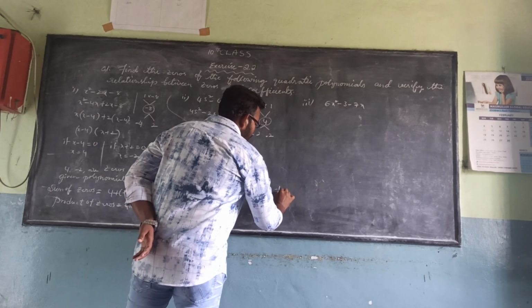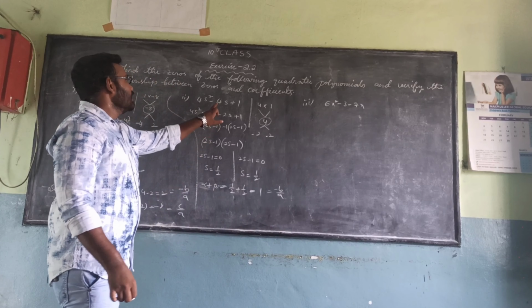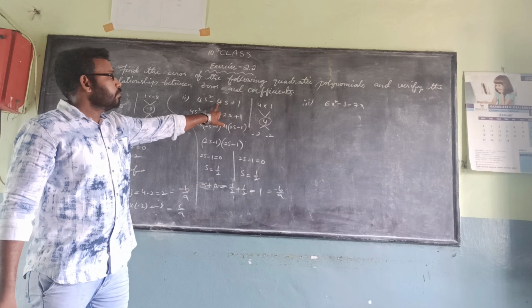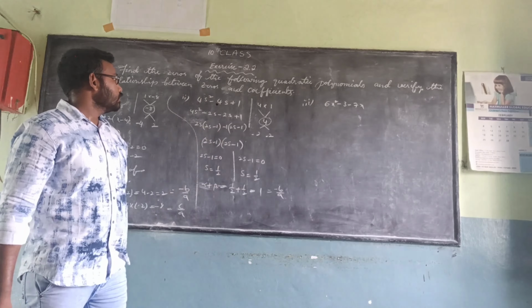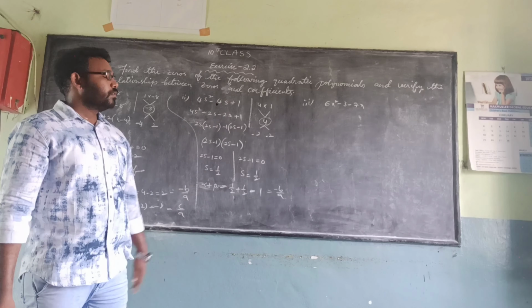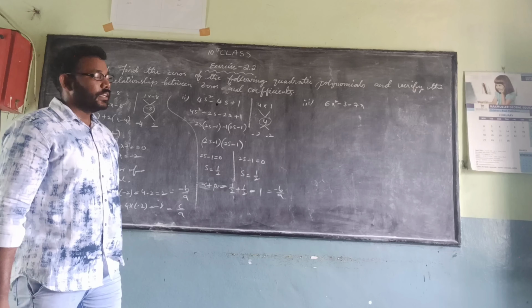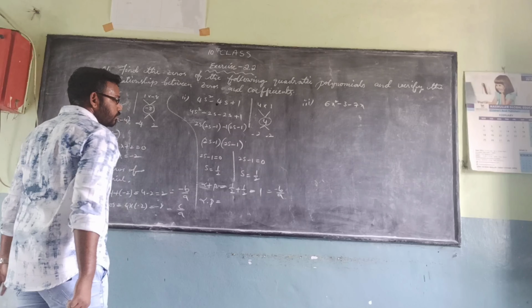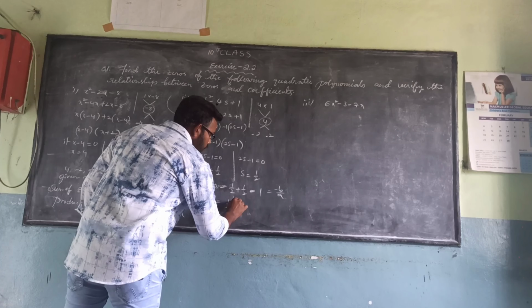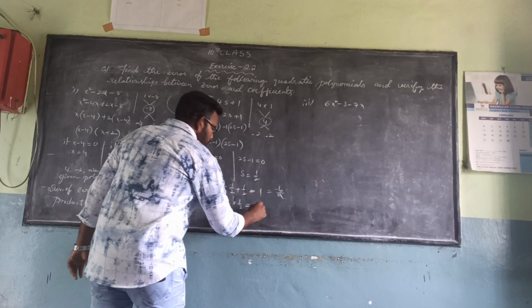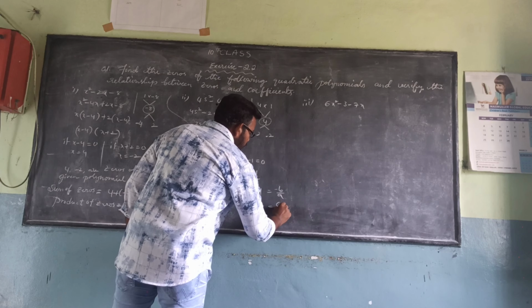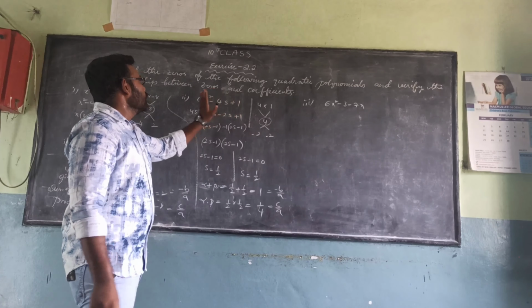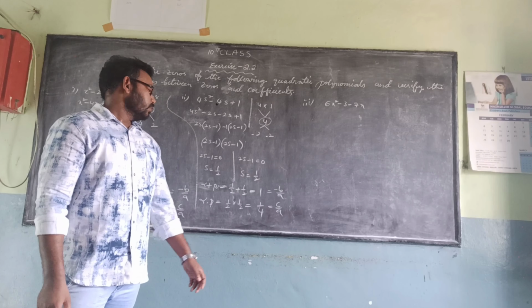Minus b by a: here minus b is minus of minus 4 and a is 4. So plus 4 by 4 gives 1 again. Then alpha into beta, that means the product of the roots: 1 by 2 into 1 by 2 gives 1 by 4. And c by a, where c is 1 and a is 4, gives 1 by 4.